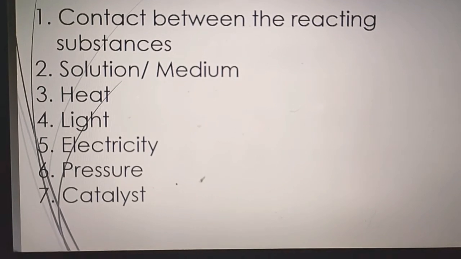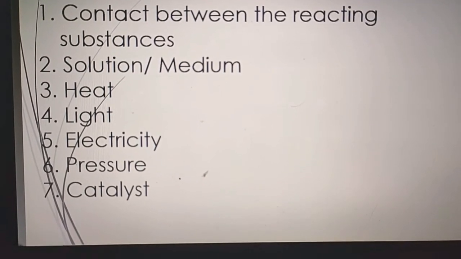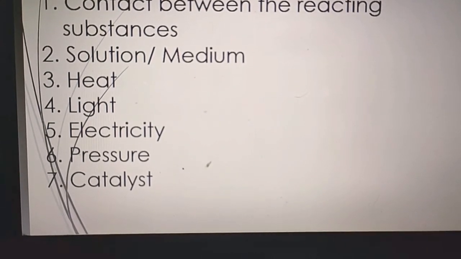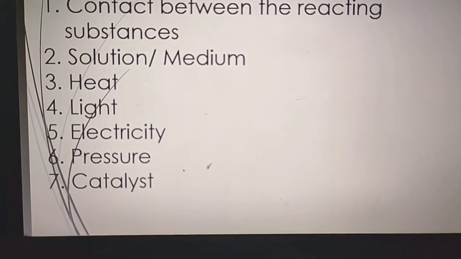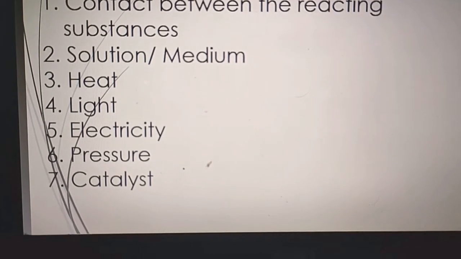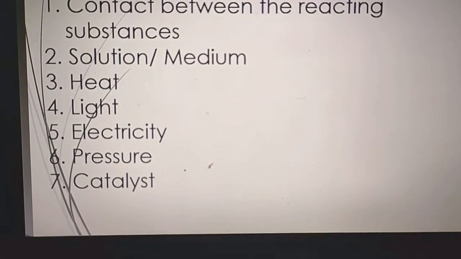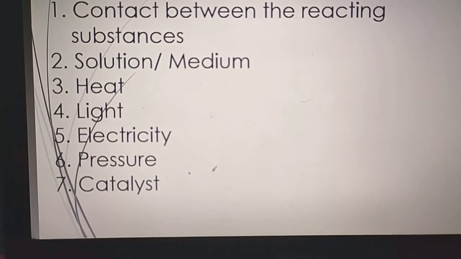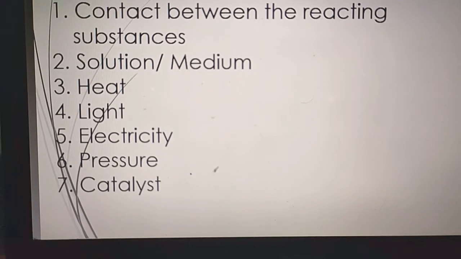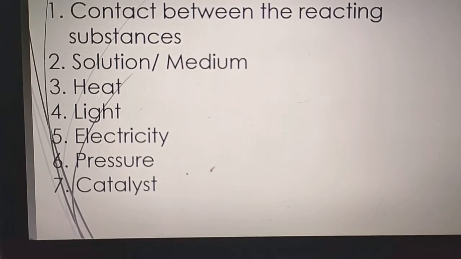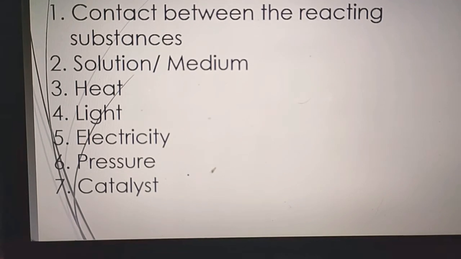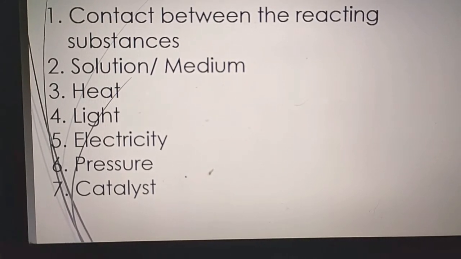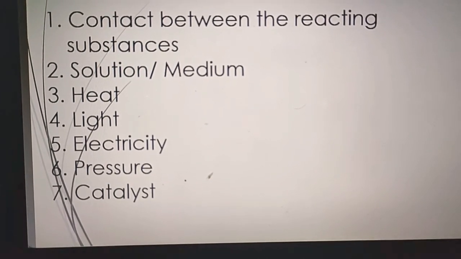The second condition is solution or medium. Many chemical changes need a medium, such as water, to occur. For example, baking powder contains solid sodium hydrogen carbonate, NaHCO3, and tartaric acid. These compounds do not react in dry powder form. A vigorous reaction between the two takes place when the powder is added into water.